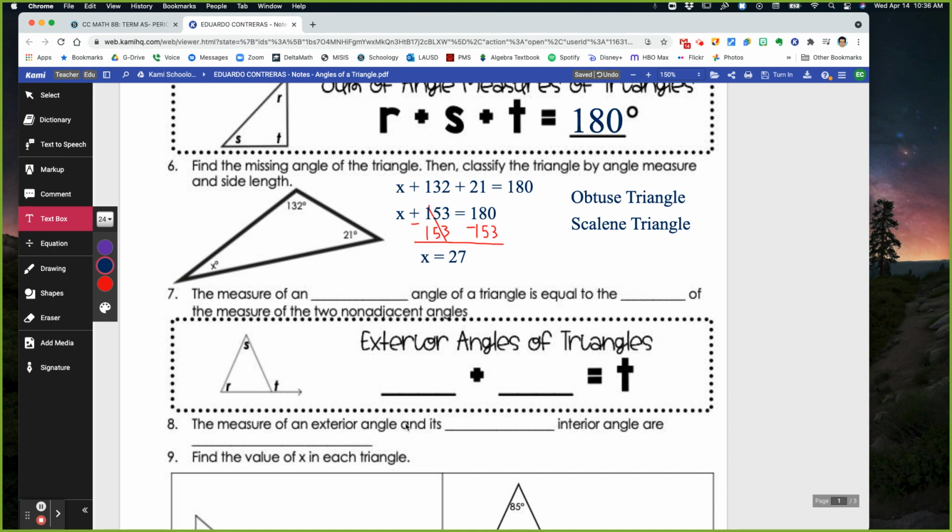The measure of an exterior angle of a triangle is equal to the sum of the measure of the two non-adjacent angles. So the word we want here is sum, meaning add up.